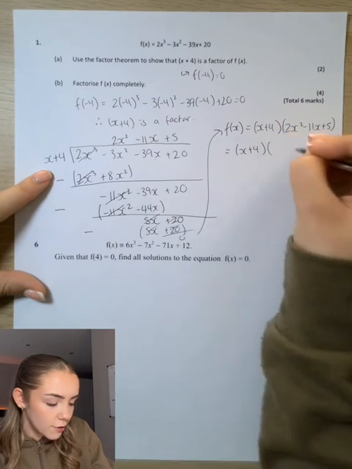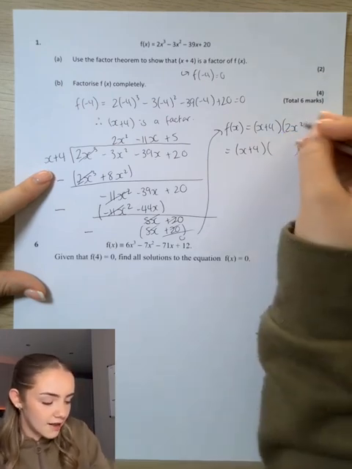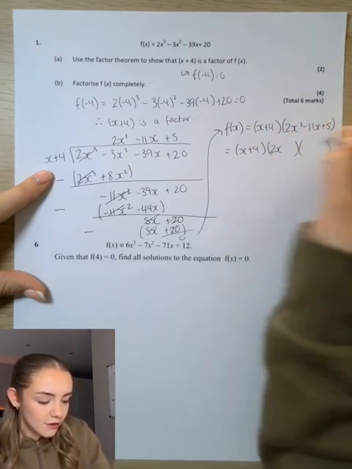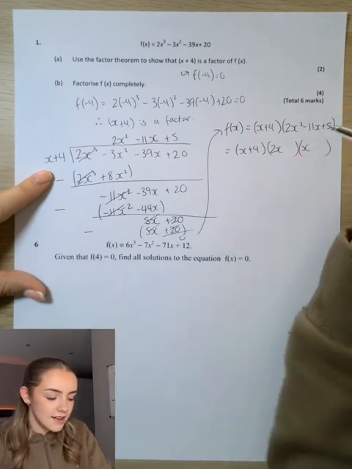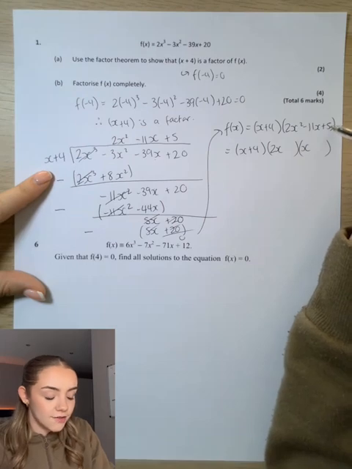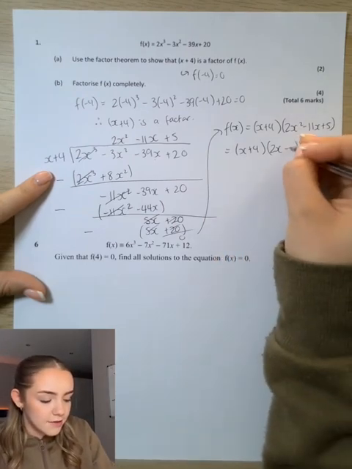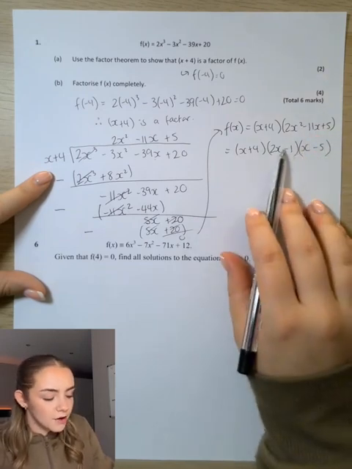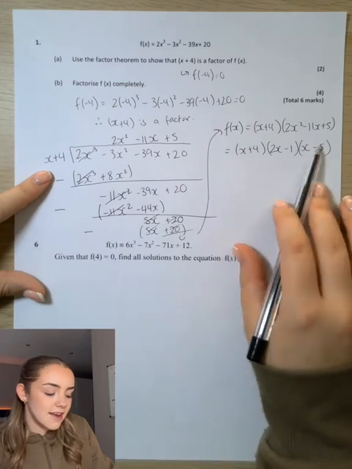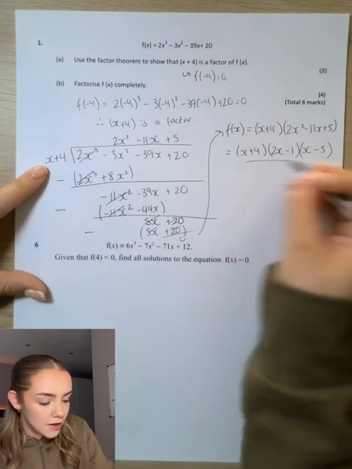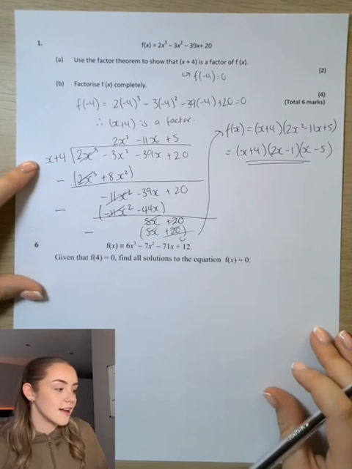So we've got x plus 4. This will go into double brackets. To get 2x squared, we must have 2x and x. The only factors of 5 are 5 and 1. But to get the minus 11, we must have minus 5, minus 1. When we expand this, we've got the minus 1x, minus 10x. So this will be our final factorised answer.